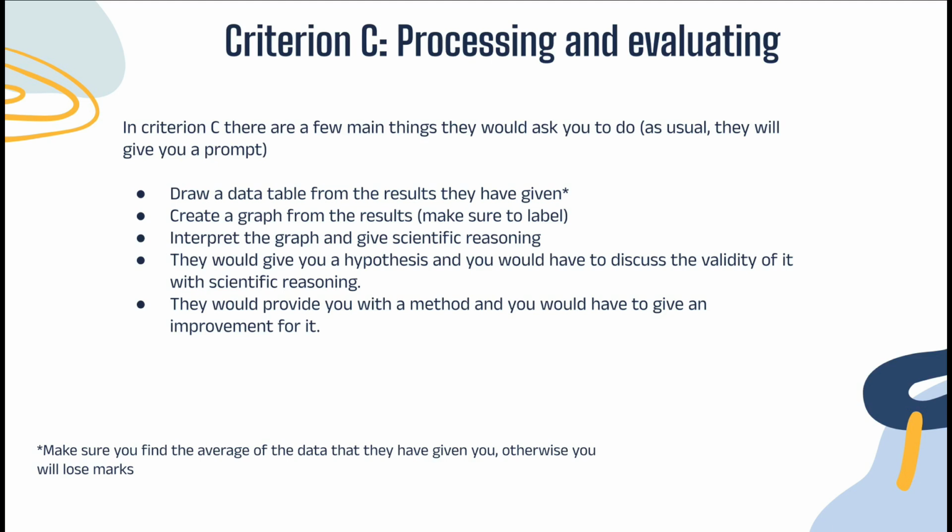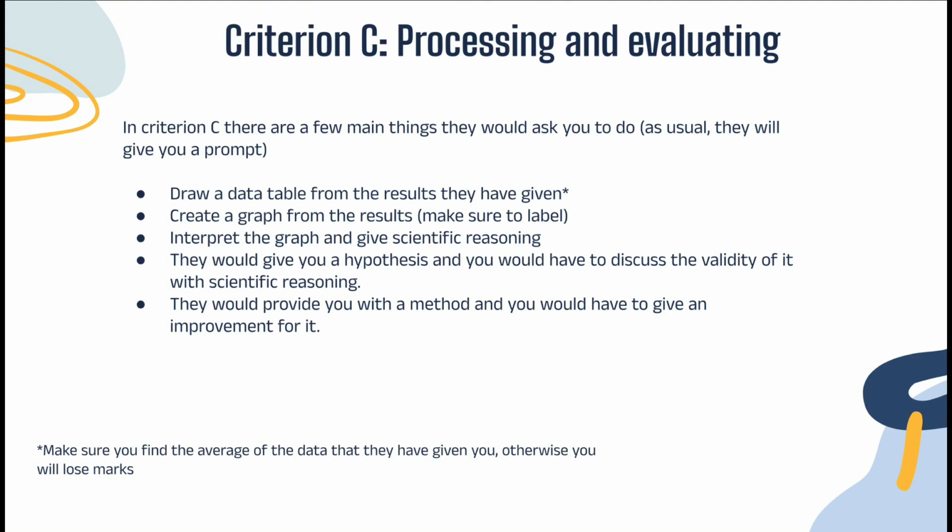So now we're going to talk about criterion C, processing and evaluating. In criterion C, there are a few main things they might ask you to do. As usual, they will give you a prompt, and then you will need to draw a data table from results that they have given. Make sure you find the average of the data that they have given you, otherwise you're going to lose a lot of marks.